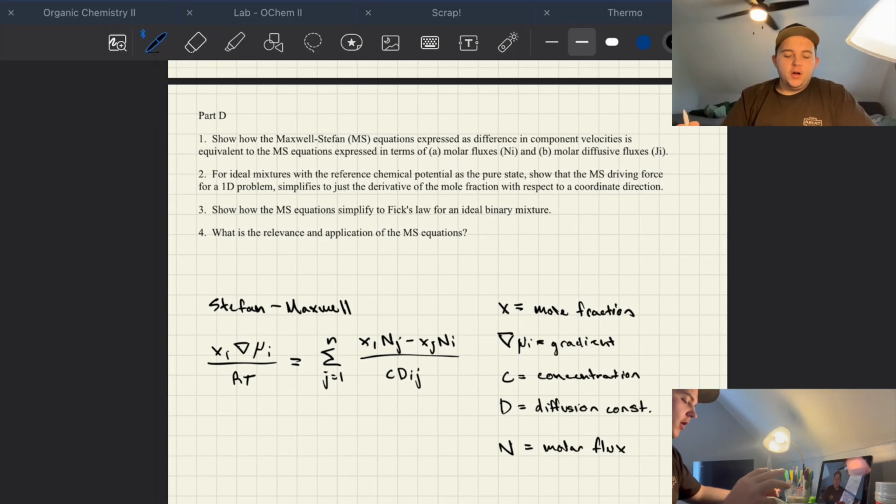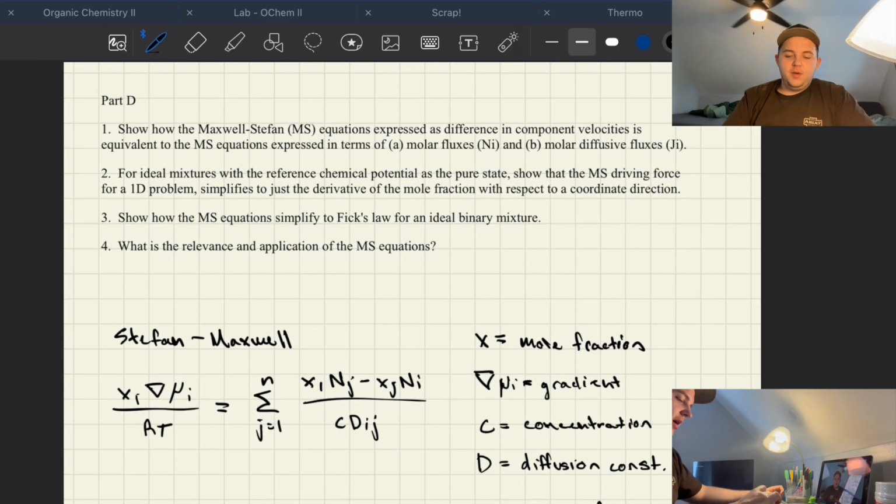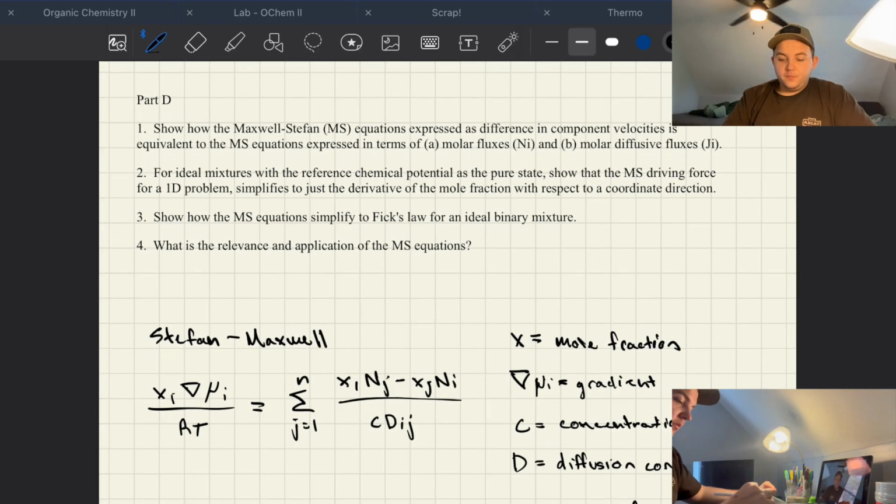Okay, we got homework 3, part D. The question being: show how the Maxwell-Stefan equations expressed as difference in component velocities is equivalent to the Maxwell-Stefan equations expressed in terms of molar fluxes and then molar diffusive fluxes.